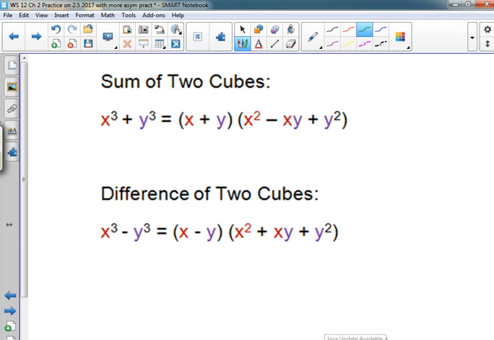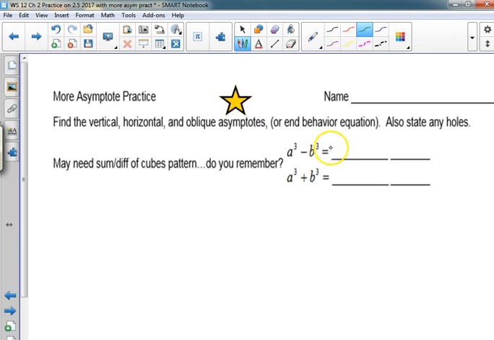Do you remember these? Okay, let's fill it in on your worksheet. A minus b cubed factors. A minus b times a squared plus ab plus b squared. Some of you remember your signs by using this.